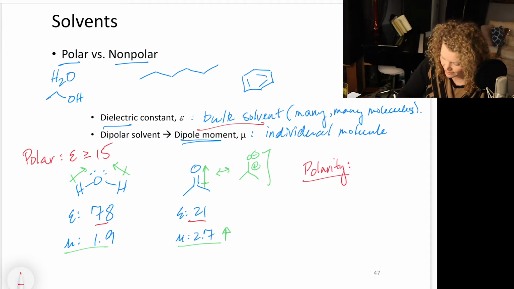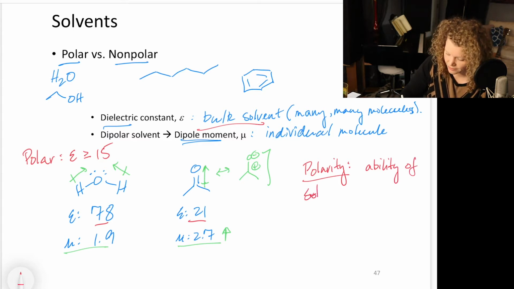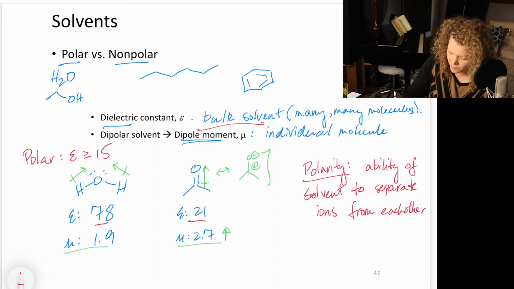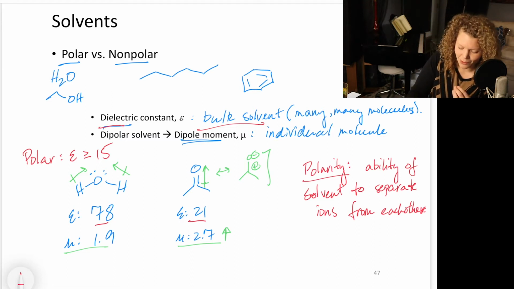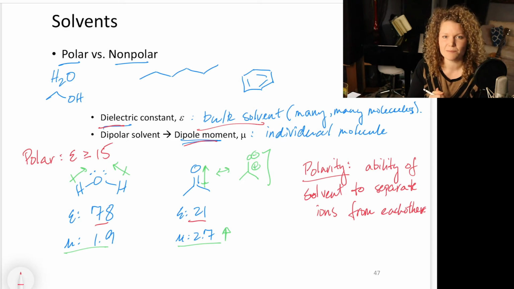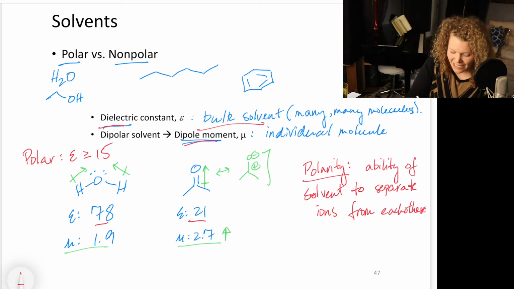So I'm going to write this down here. Ability of solvent to separate ions from each other. So the key takeaway here is that both of these values are important when we're deciding if something is polar or nonpolar, and there is a range of polarity. The key here between these two is that water can be involved in hydrogen bonding.